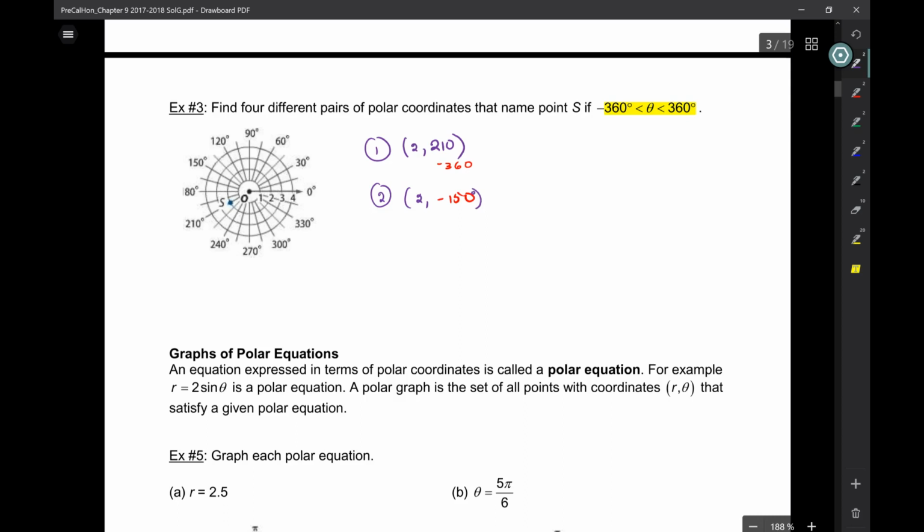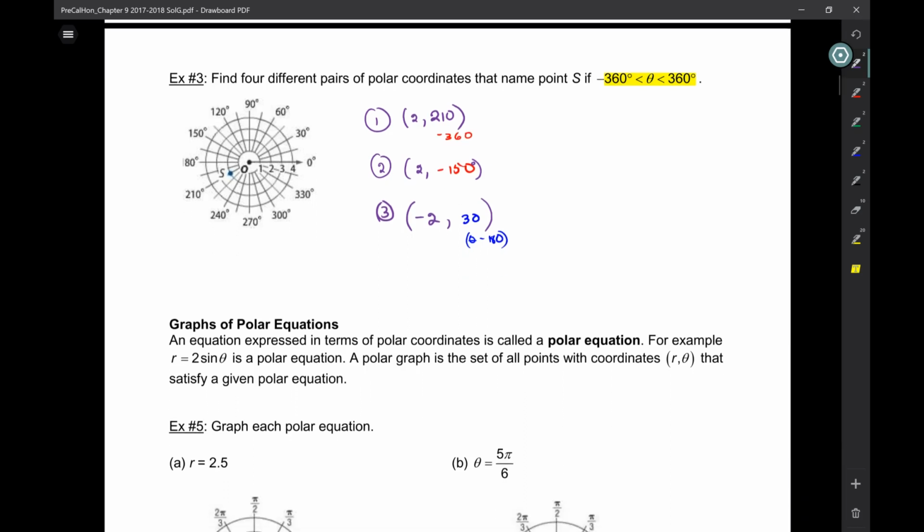And then I can subtract 180, right? I could subtract 180 and I would get what? 30. So that's if I subtracted 180. And then you have to make it -2, right? And what else could I do? Plus 180 would give me 210 again.